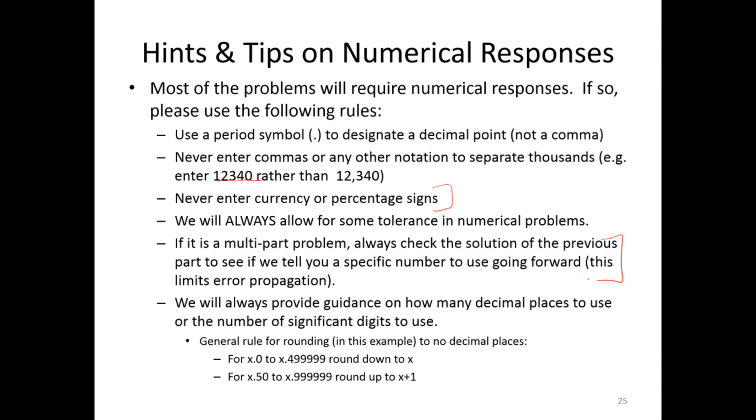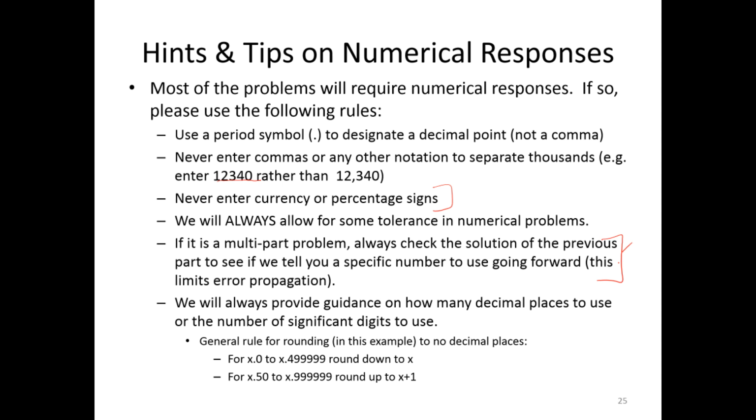We'll tell you a new number to use that's the dead correct answer, because then that'll limit the error propagation. You should use that number going forward. So even if you got part A right in that example, you should still check and make sure that we're telling you to use that number or a slightly different number. And we'll always give you guidance on how many decimal places to use or the number of significant digits.